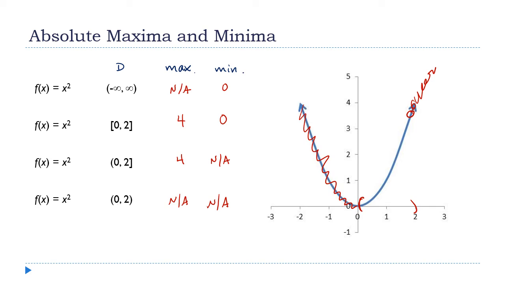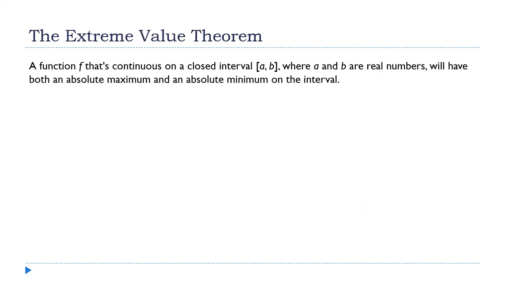So in situations like this, the next question the mathematicians like to ask is, okay, how can I tell? How can I tell when I can be sure these things are going to exist? All right, and here's how. We have a little theorem, the extreme value theorem. It says a function that's continuous.